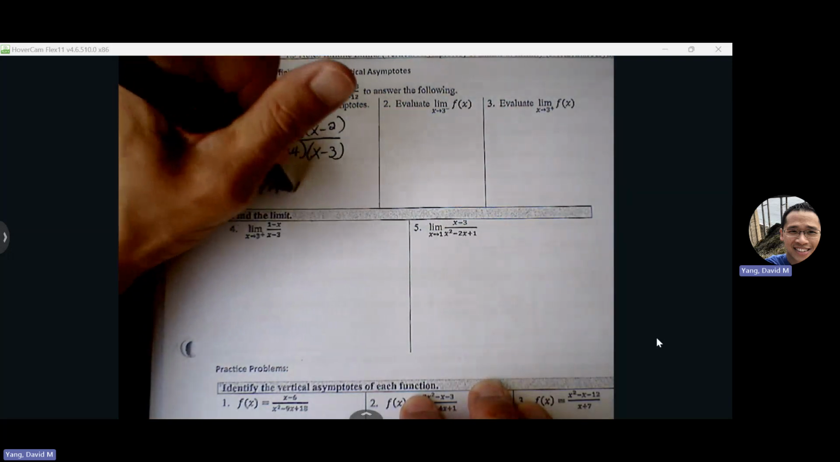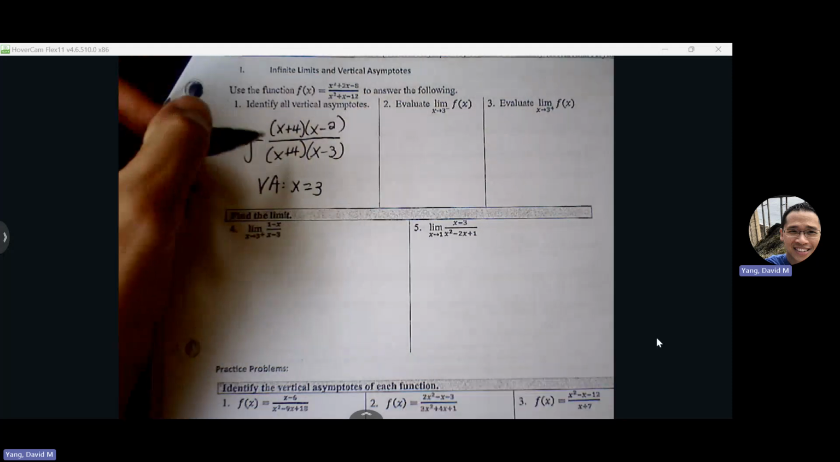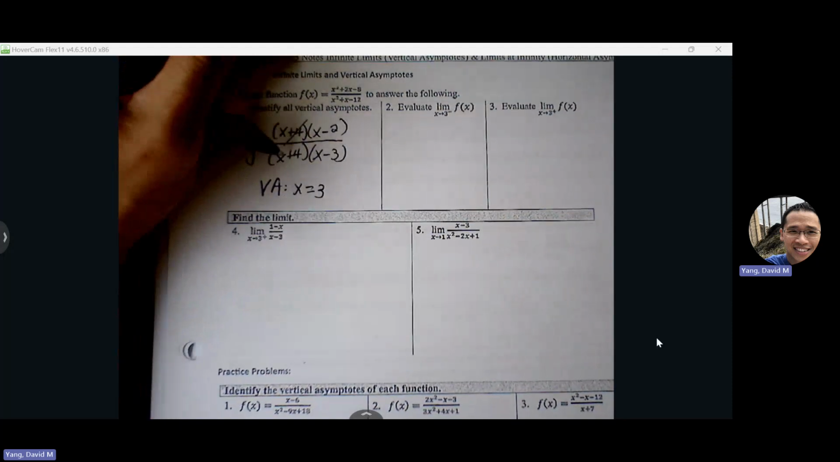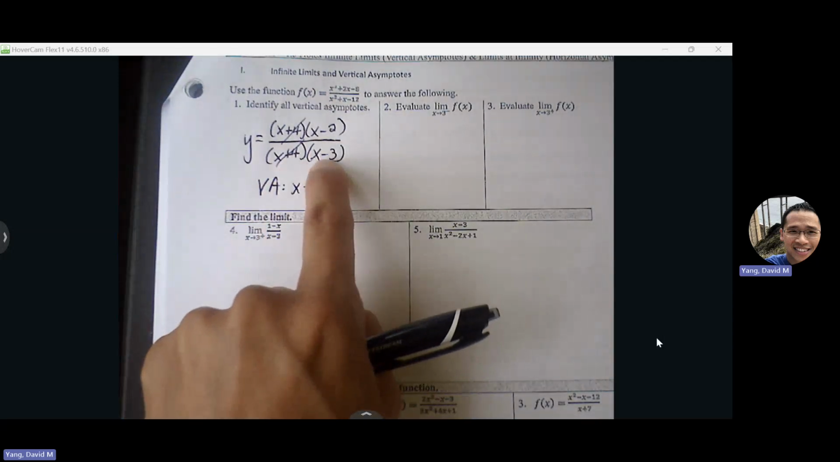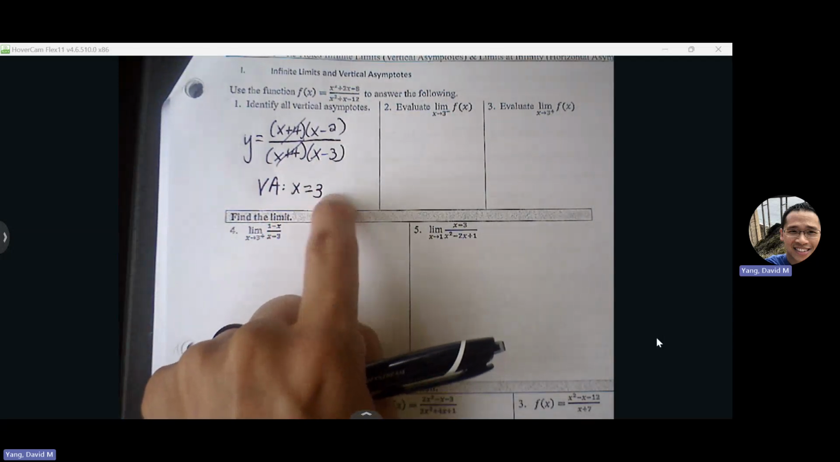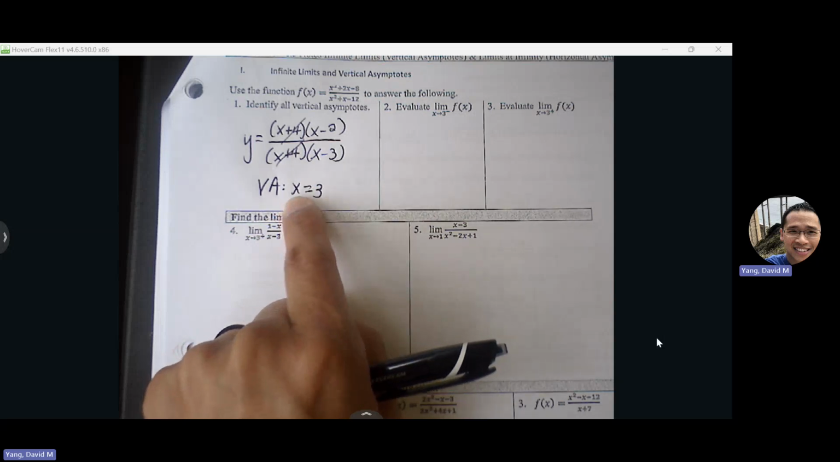Okay, what did you guys find? Where's our vertical asymptote? 3, yeah. Vertical asymptote is at x equals 3. Why not involving the x plus 4? Because it's a hole. Okay. So at holes, we know the limit does exist, but we know that at a vertical asymptote, the limit does not exist, right?